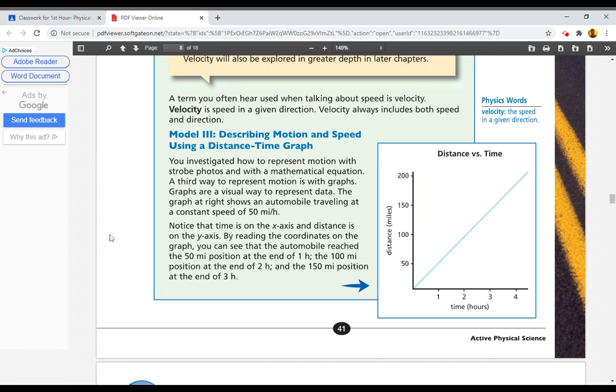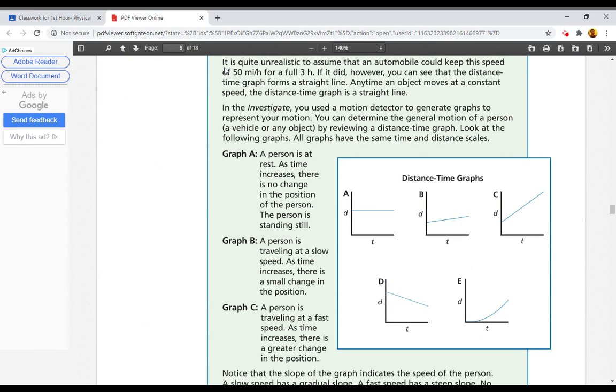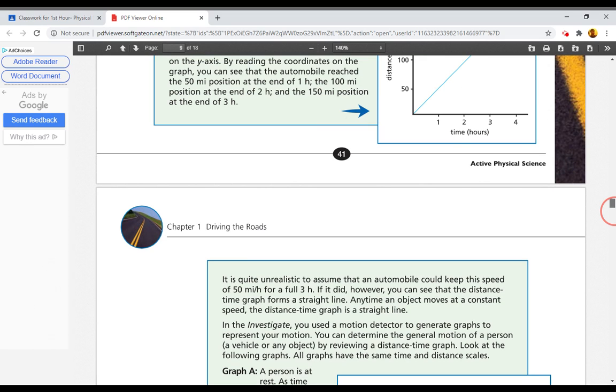Notice that time is on the x-axis and distance is on the y-axis. By reading the coordinates on the graph, you can see that the automobile reached the 50-mile position at the end of 1 hour, the 100-mile position at the end of 2 hours, the 150-mile position at the end of 3 hours. Let me scroll up a little bit because it's still talking about this graph.